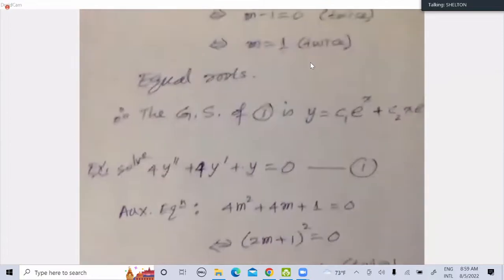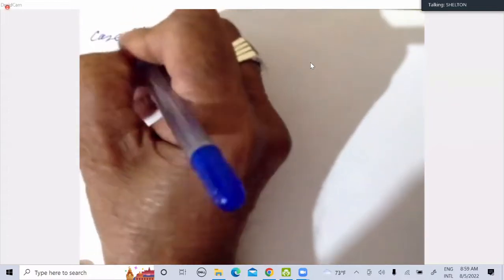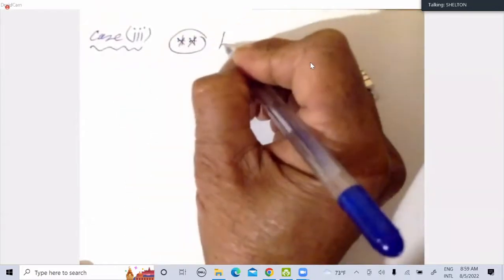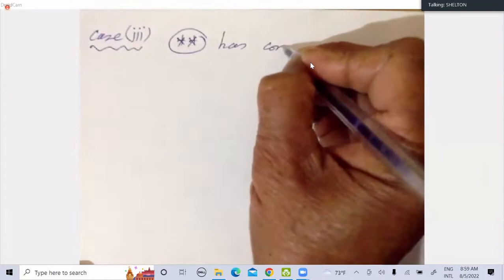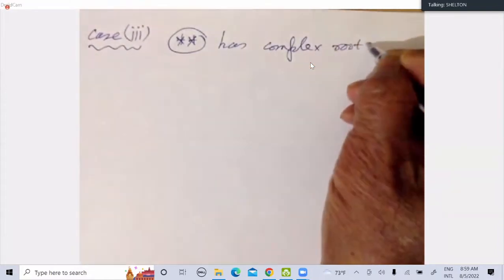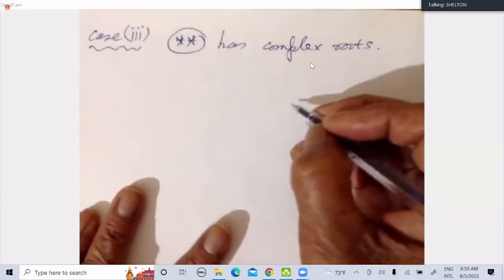Now we have the third case. Case 3 is when the auxiliary equation has complex roots. Time will not permit us to do that, so these three cases I will just mention.